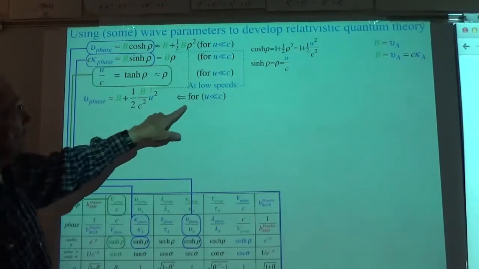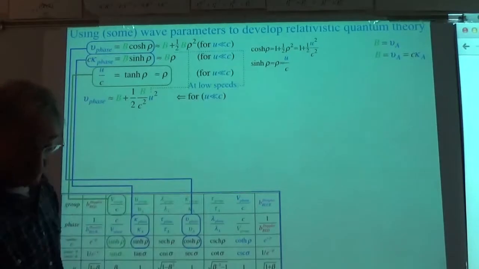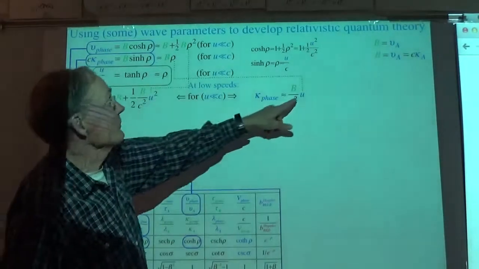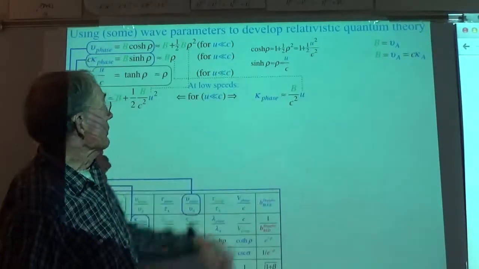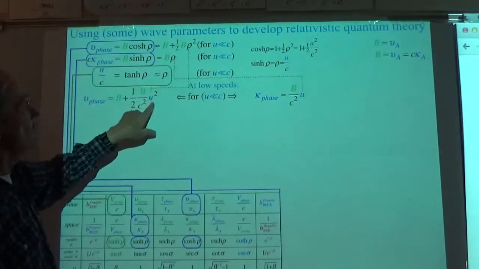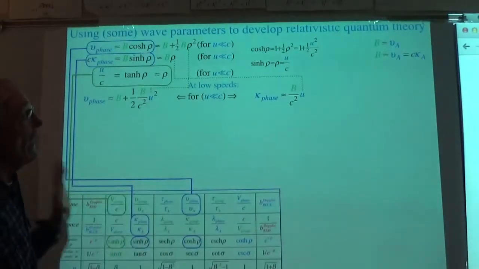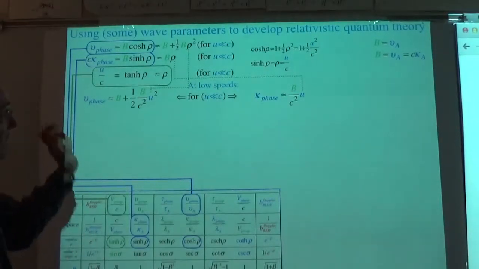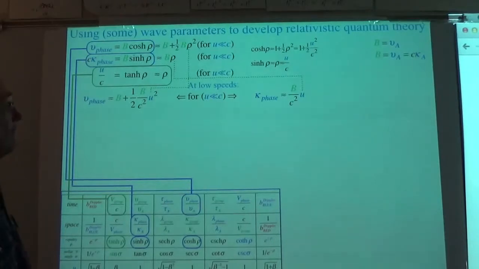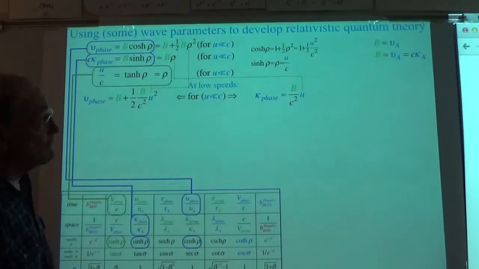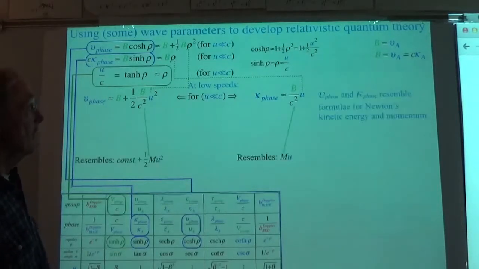This is for U much less than C, remember, low speeds. And kappa phase is just U, but with B over C squared. So we've got a B over C squared U squared, and we've got a B over C squared U for these two quantities at low speeds. And as I say, we're only moving a few pixels off of the top of the hyperbola there. This is good enough. It's good enough for Newton, not good enough for us.